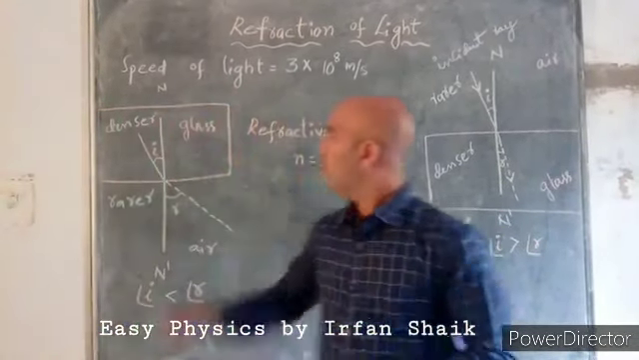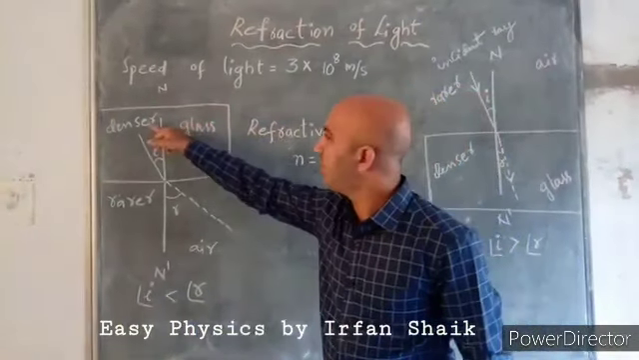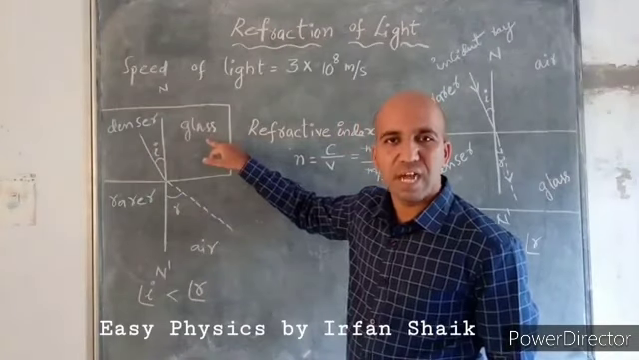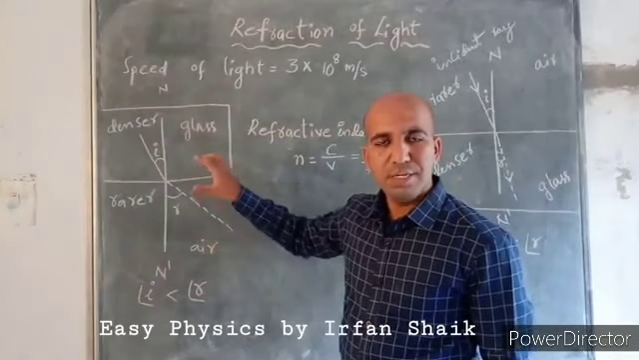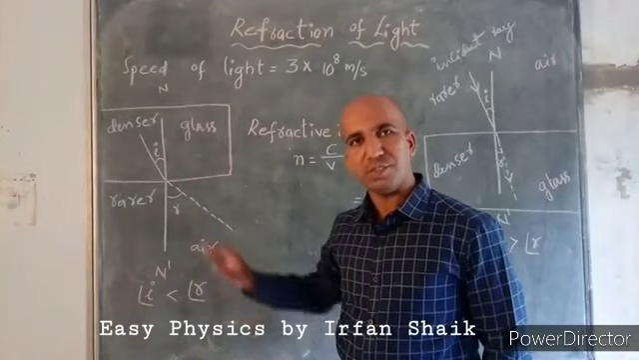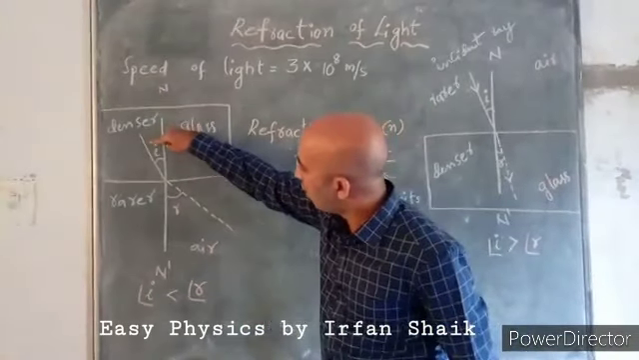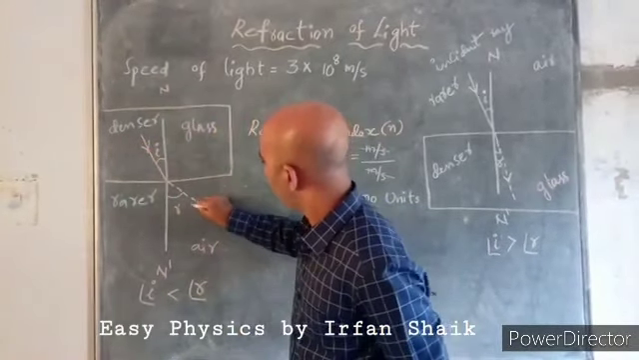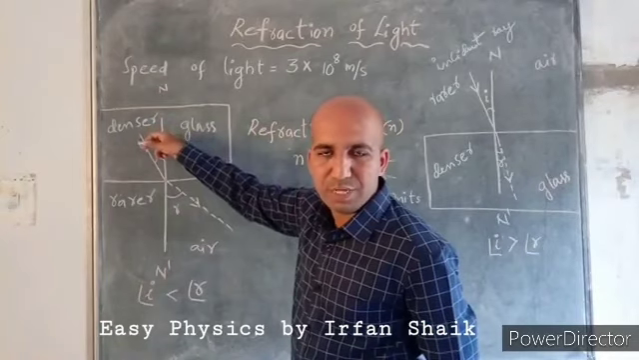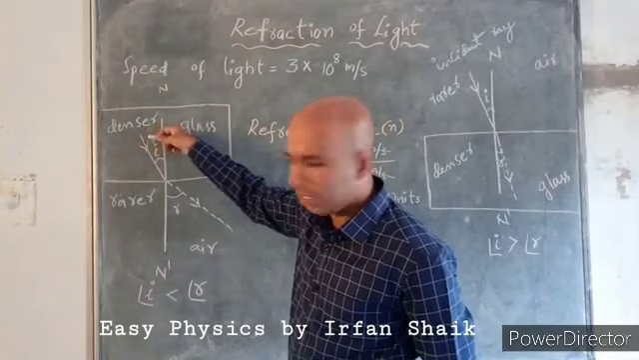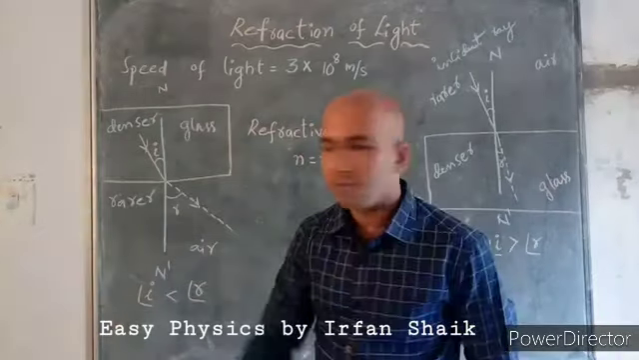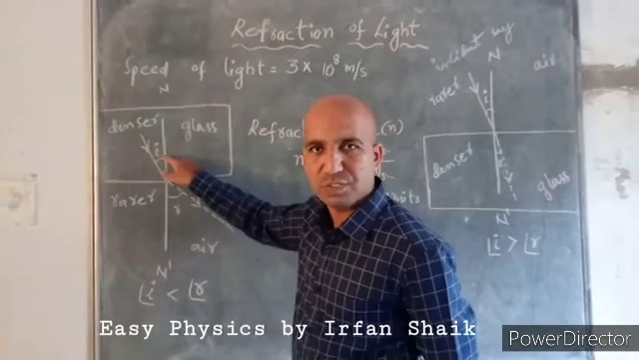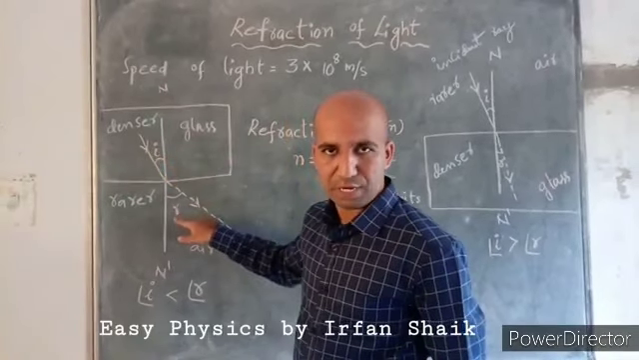That means when light ray traveling from denser medium to rarer medium. That means when a light ray is passing from glass to air. In this case, how it changes? Let us try to discuss. So this is the incident ray. That means the light ray is passing from glass to the air, that means from denser medium to the rarer medium. So this is angle of incidence and this is angle of refraction.